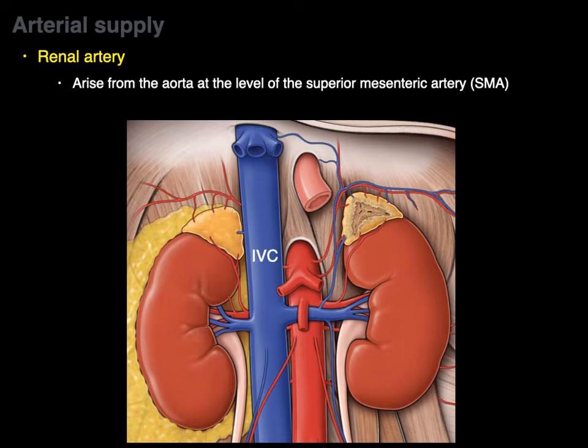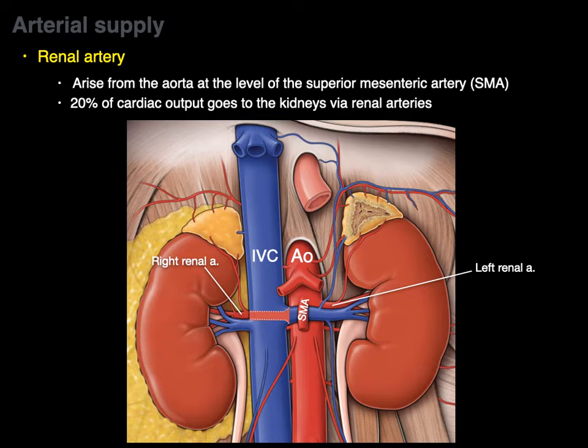In this illustration, the inferior vena cava is on the right of the midline of the body, the aorta is to the left of the midline, and there's the superior mesenteric artery, and there the left renal artery is coming laterally at the level of the SMA from the aorta, and also from the right side. However, notice the right renal artery courses deep to the inferior vena cava, and that's why the right renal artery is slightly longer than the left.